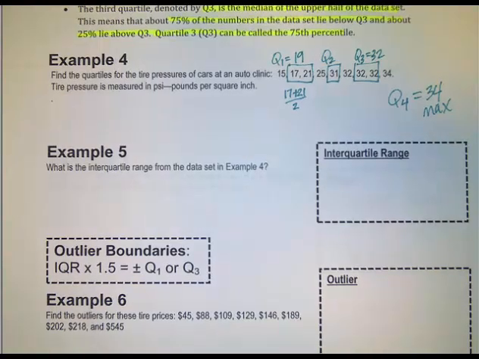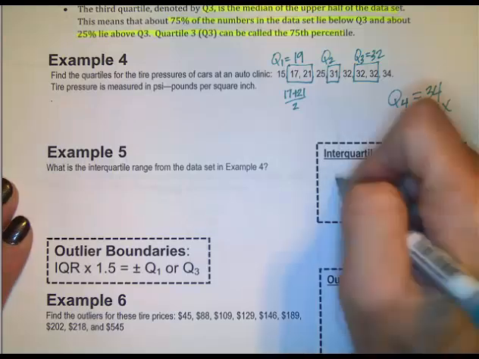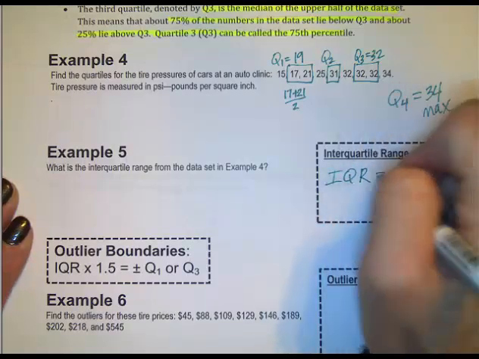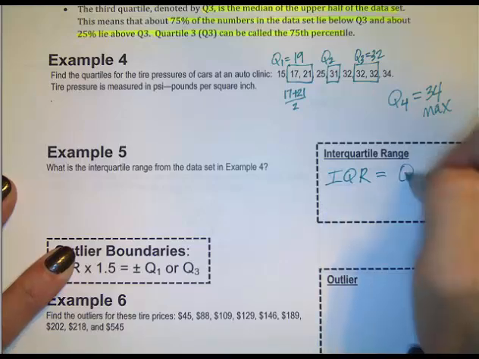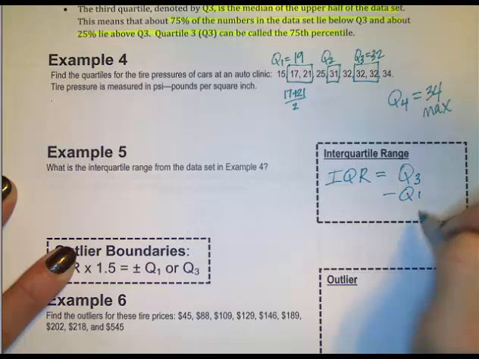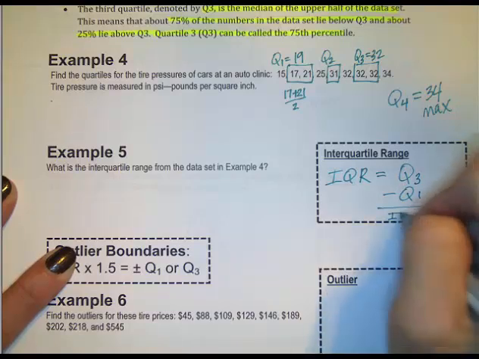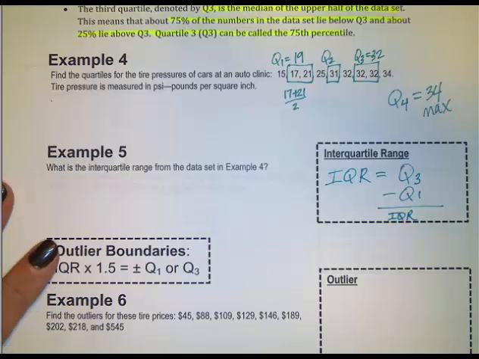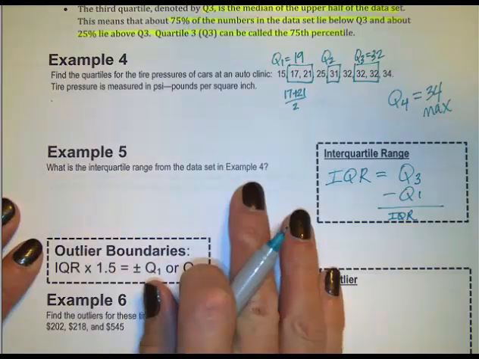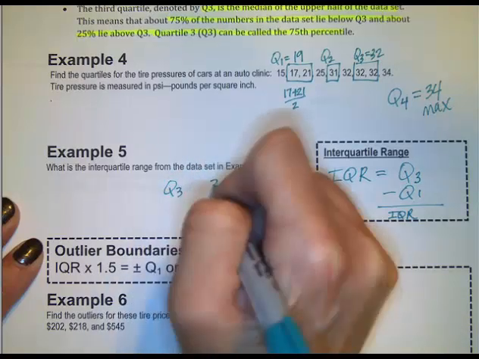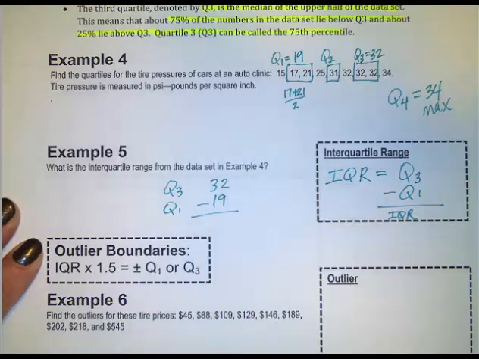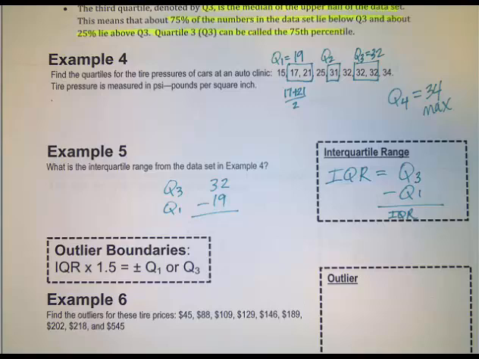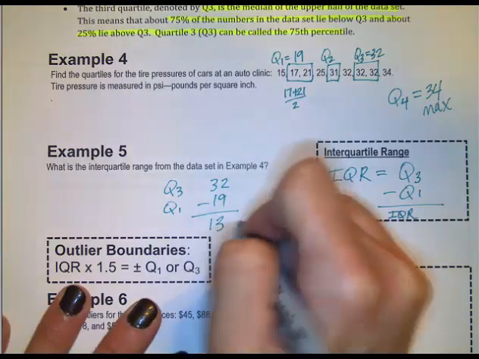What is the interquartile range? Interquartile range, or IQR, is the range of the quartiles. So range is max minus min. So what is the max quartile? Well, it's Q3 minus Q1. And that gives you your interquartile range. So if we're using example 4, quartile 3 is 32. Quartile 1 is 19. We subtract them. Therefore, we get an interquartile range of 13.